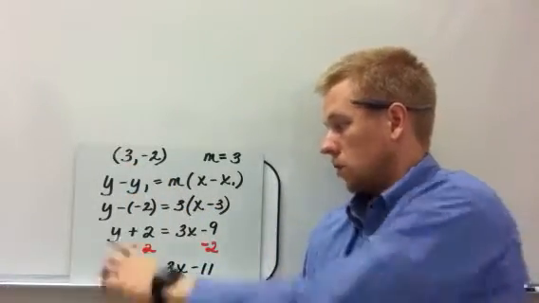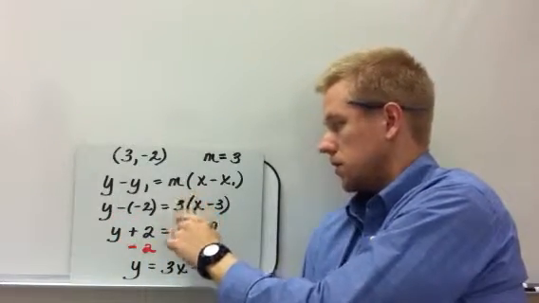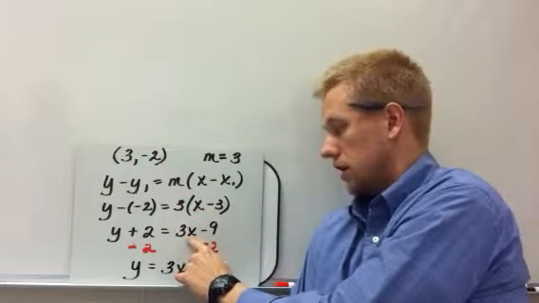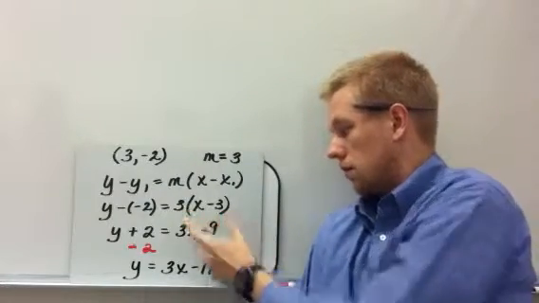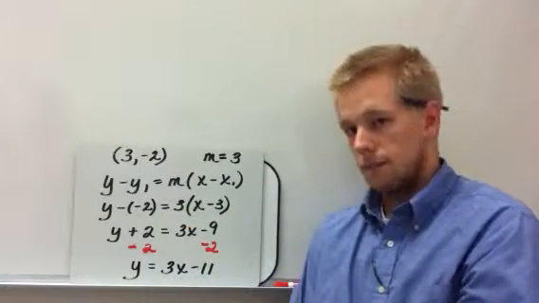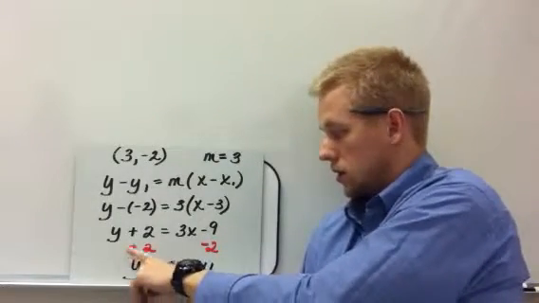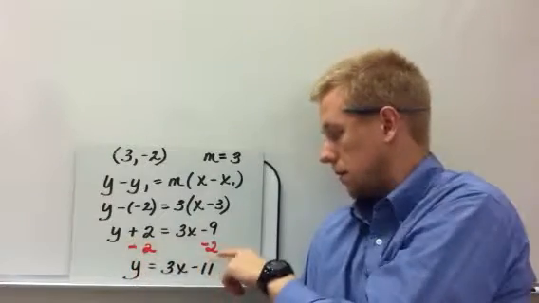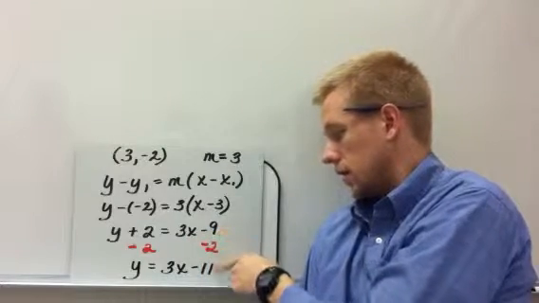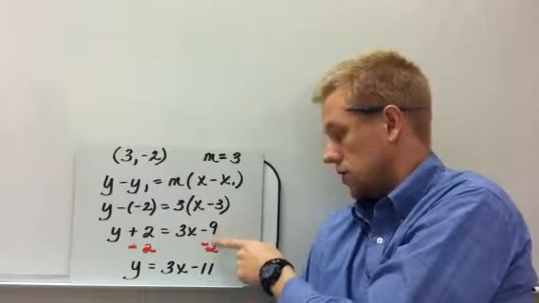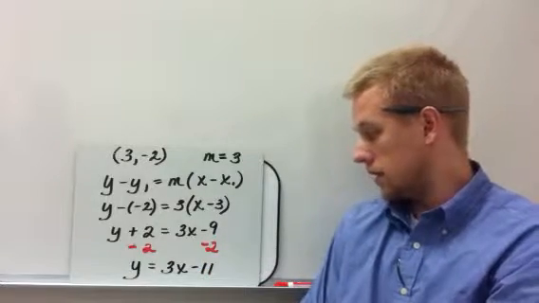Then we just simplify things. y minus a negative becomes y plus 2 equal to 3. We distributed this 3, so 3 times x was 3x. And then 3 times negative 3 is negative 9. So we just simplify things by getting rid of our parentheses. From here, we're going to take it a step further and get everything on one side equal to y. So we subtract our 2, because that's the inverse property, on both sides. So we're left with y equal to 3x. This has now become a negative 11, because negative 9 minus 2 becomes negative 11. So you have y equal to 3x minus 11.